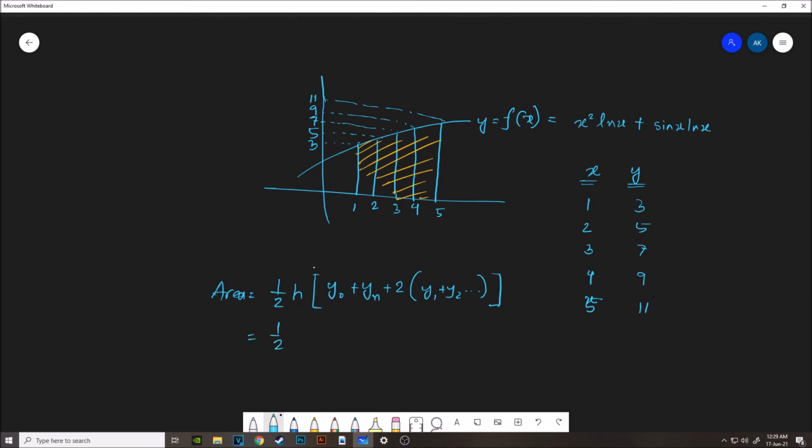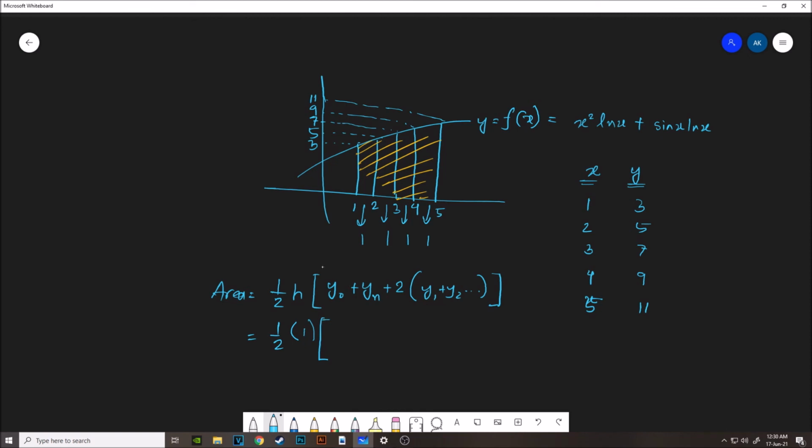This h that you see here is the common interval or the common width of the strips. So here we have 4 strips, 1 to 2, 2 to 3, 3 to 4, and 4 to 5. The width of each strip is 1. This strip has a width of 1, this strip has a width of 1, this strip also has a width of 1. It is important that all the strips have equal width. This width can vary from math to math, but here it is 1. So our h has a value of 1.